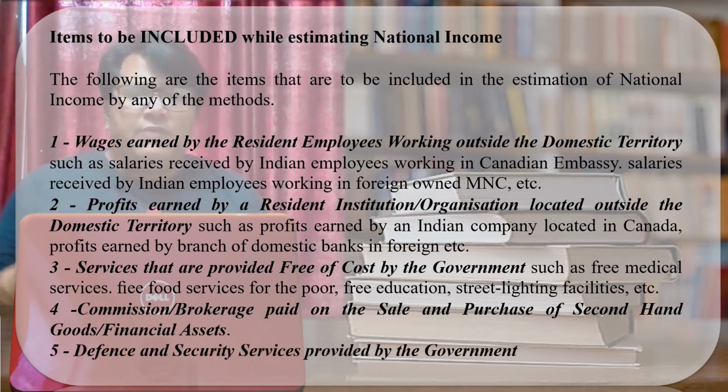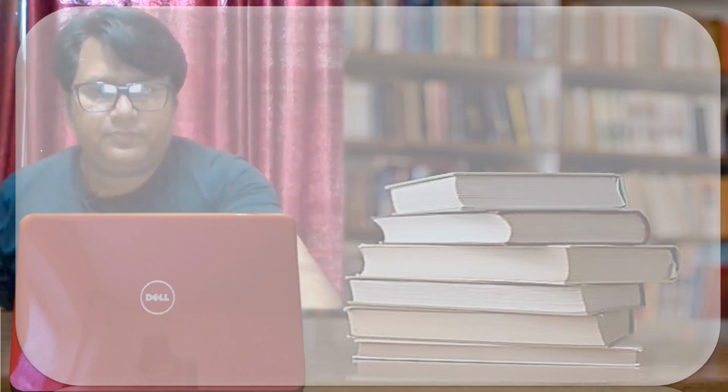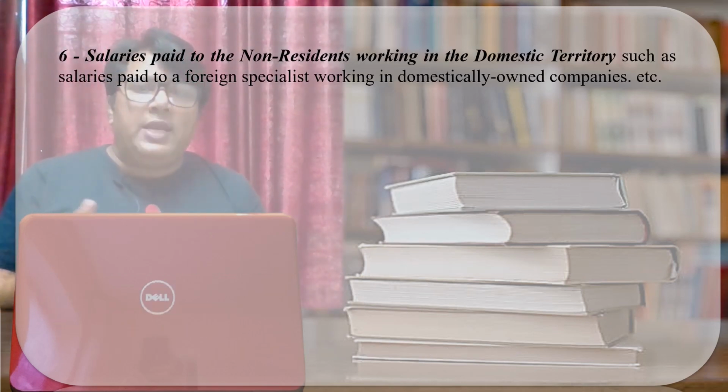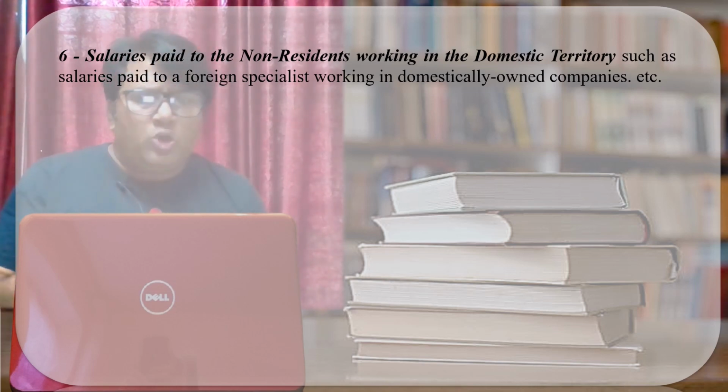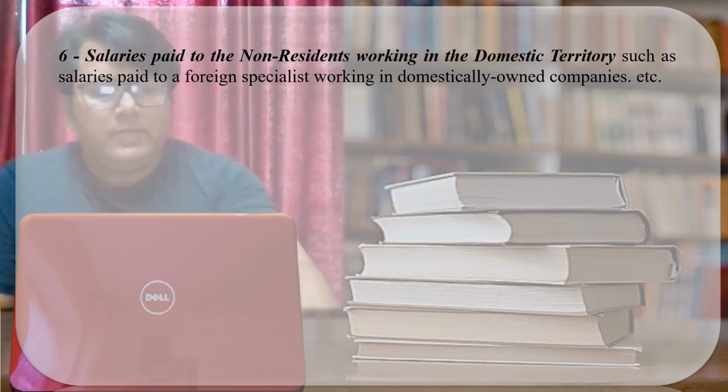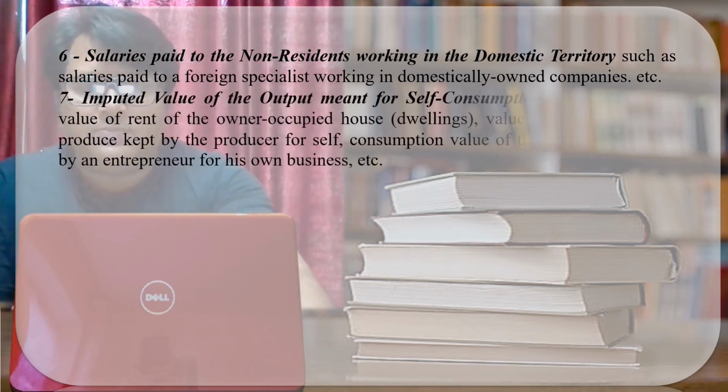Next is defense and security services provided by the government. It is the final consumption expenditure, so it should also be considered. Next is salaries paid to the non-resident working in the domestic territory. When I say salaries paid to the non-resident working in the domestic territory, it means it should be considered. It comes under the compensation of employees.